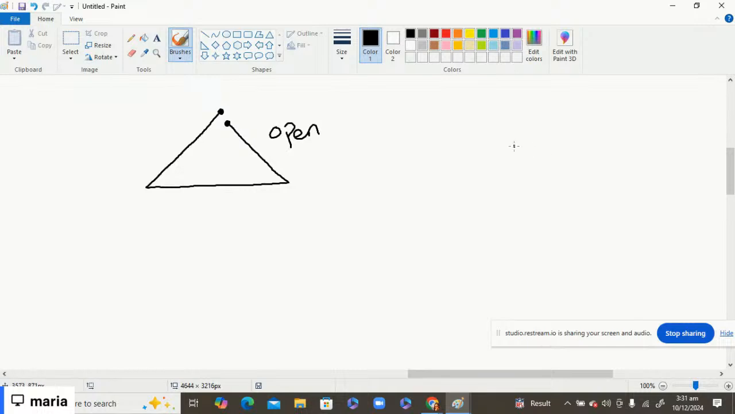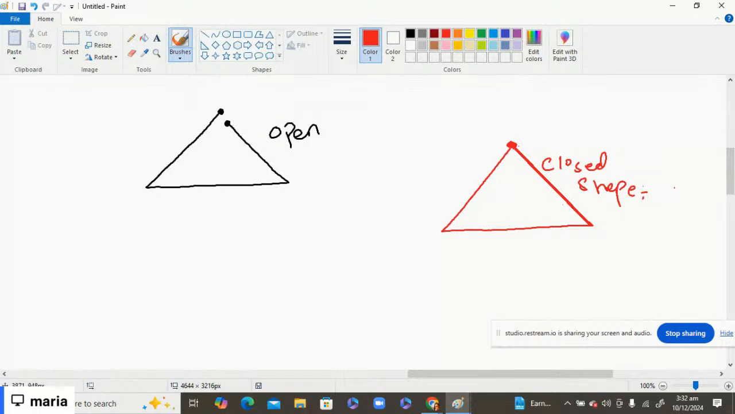But if, for example, I'm going to start at this point and then end up at the same point, okay, like this, and this. Okay, start at this point, end at this point. So this is your closed shape. You understand? Okay, let's do some different shapes with it.